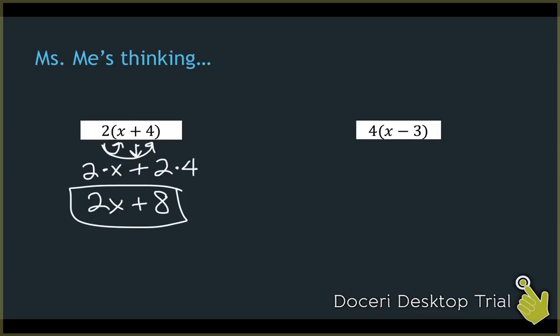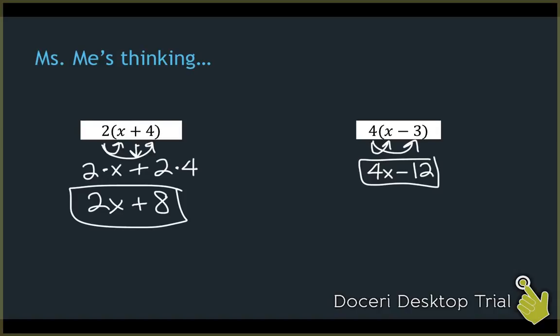Let's try another one. Uh-oh, this one has a subtraction sign in it. Well, let's think about it. 4 times x, that would give us 4x. And then 4 times negative 3 would give me negative 12. And that is my answer.